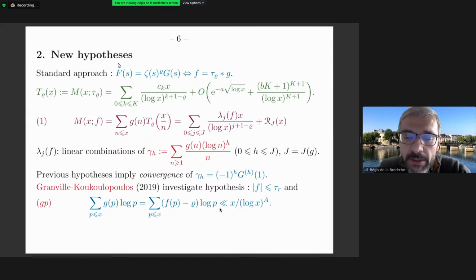parameter, a fixed parameter, but in the spirit of this result, A should be small, because if A is large, then it's very close to the Selberg-Delange hypothesis. Okay, so remember this hypothesis, and keep in your mind that A should be small.